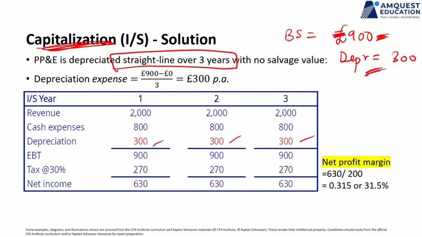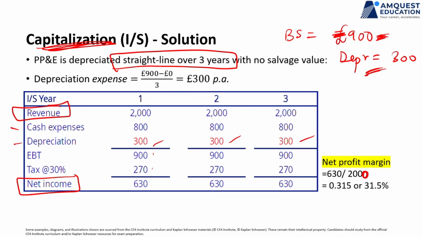So you are saying 2000 minus 800 of expenses minus 300 of depreciation, 900 EBT, tax, and net income. So net profit margin should actually be 630 upon 2000. This should be 2000, okay, make that correction. 630 upon 2000. Net profit margin is net income upon revenue.